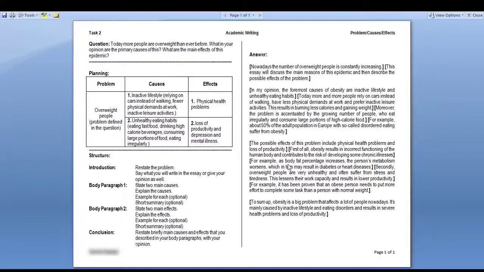First of all, obesity results in incorrect functioning of the human body and contributes to the risk of developing some chronic illness. So generally I just expanded my answer for physical health problems. Then I'm giving an example because I thought giving an example would explain it better rather than giving a specific name for a disease.